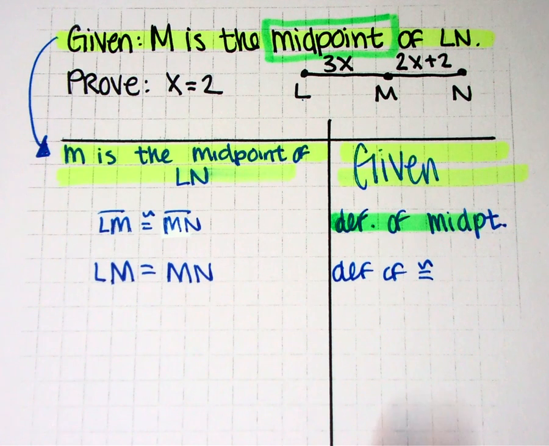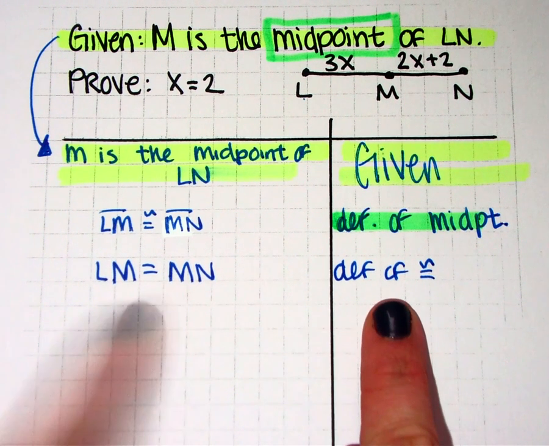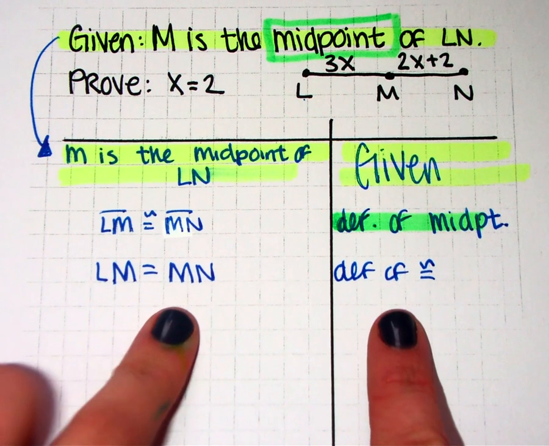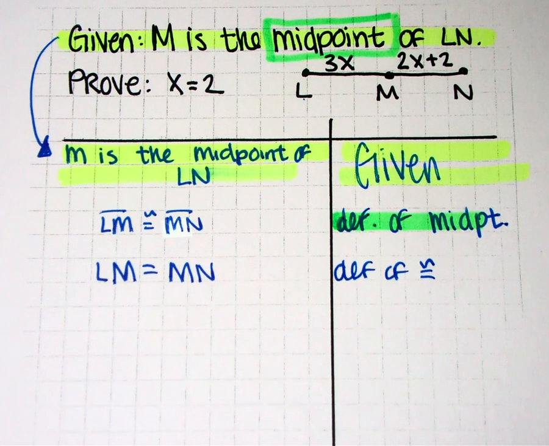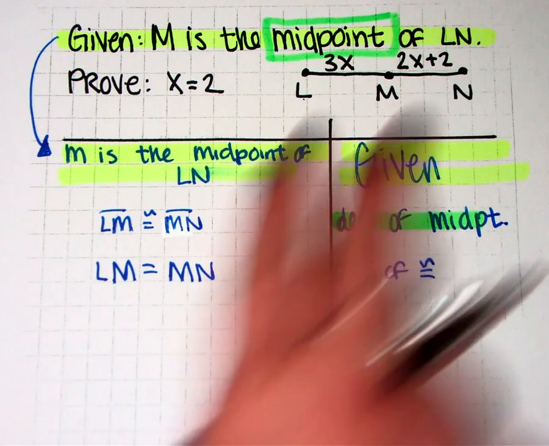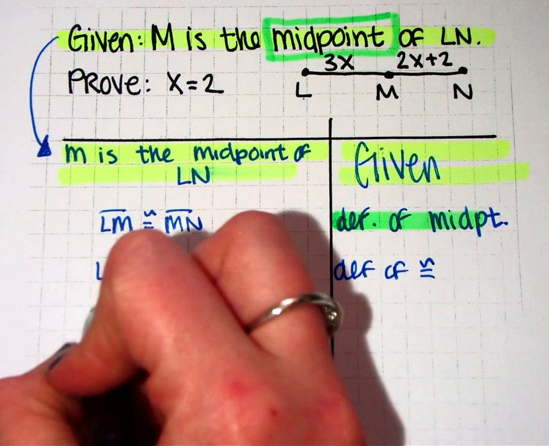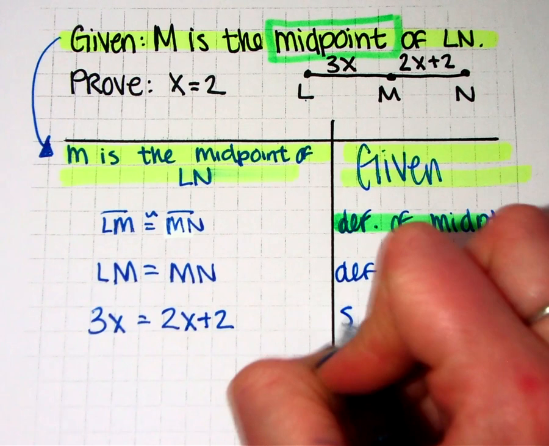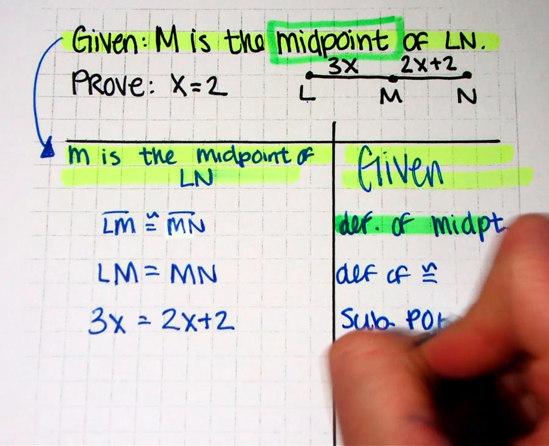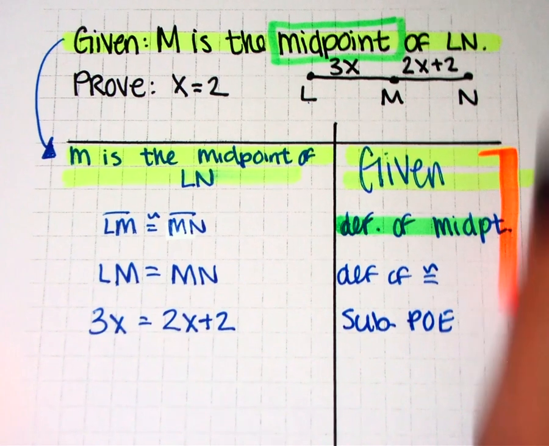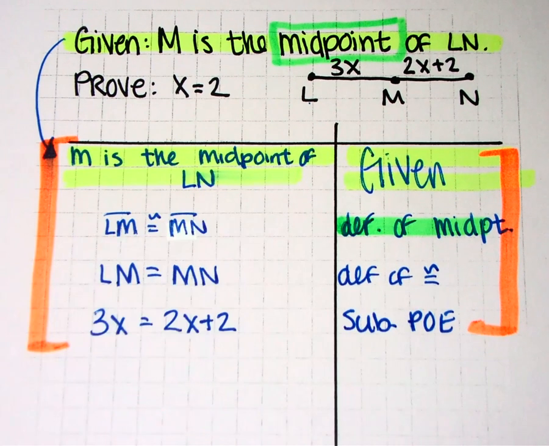And that's the step that you're going to forget the most. The definition of midpoint is that they're congruent first. The definition of congruency changes it to equal. Now that I'm in terms of equality, I can substitute my values into my equation. So LM is 3X and MN is 2X plus 2. Substitution, POE. Now, everybody's proof has to start like this. There's no way around it. There's no shortcuts. It's got to start like that.